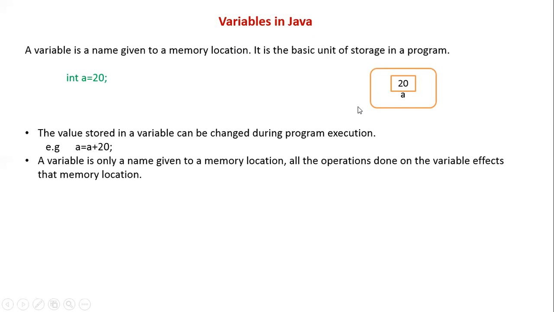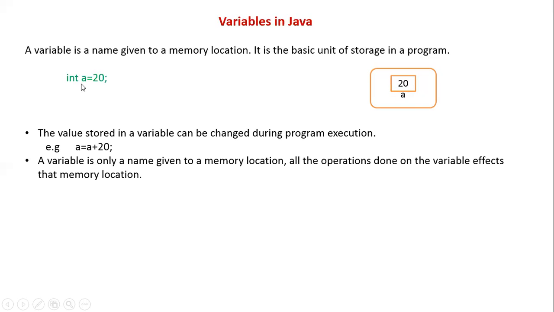A variable is only a name given to a memory location. All the operations done on the variable affect that memory location, the memory location which is given the name a as that variable name.